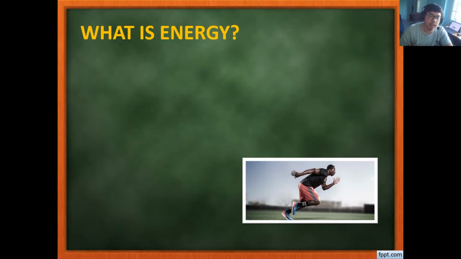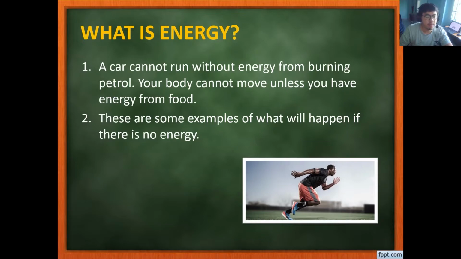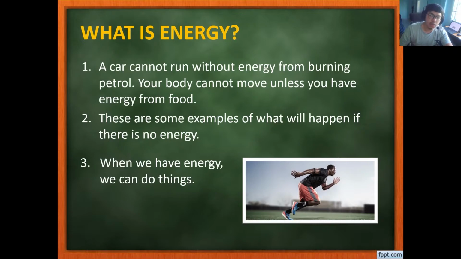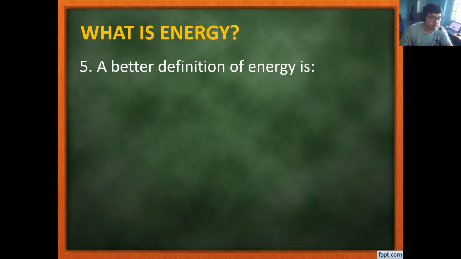Now, what is energy? Before we talk about what is energy, it's useful to think what happens when there is no energy. A car cannot run without energy from burning petrol. Your body cannot move unless you have energy from food. These are some examples of what will happen if there is no energy. When we have energy, we can do things. And usually, doing things means that there's motion being produced. When you have energy, you can move things, you yourself can move, and other things can move as well. When there's no energy, there's no motion, there's no movement.